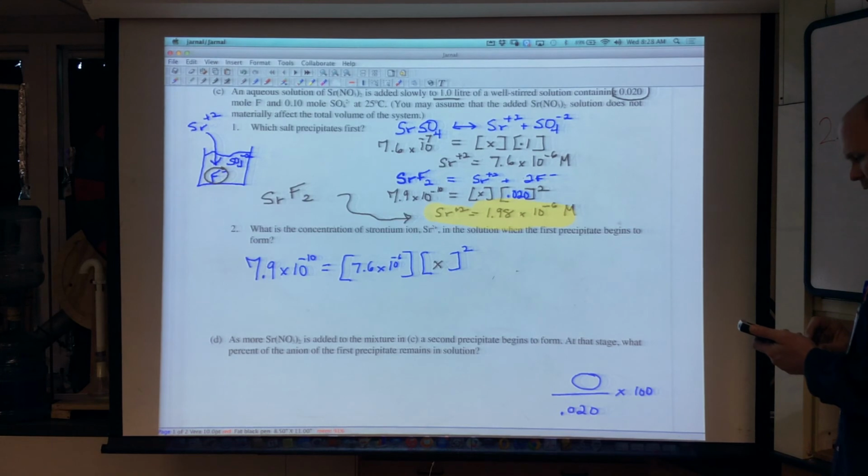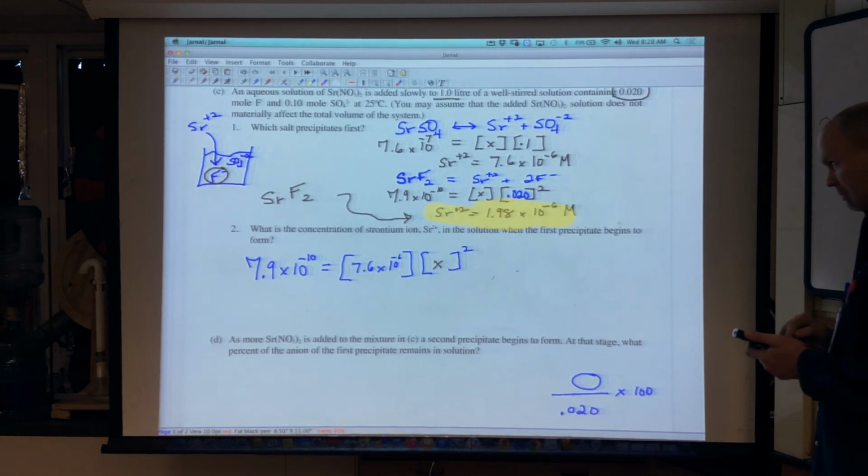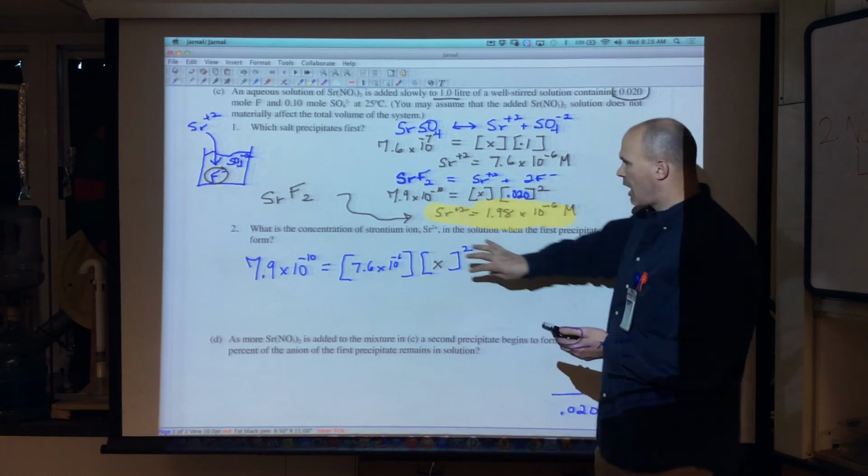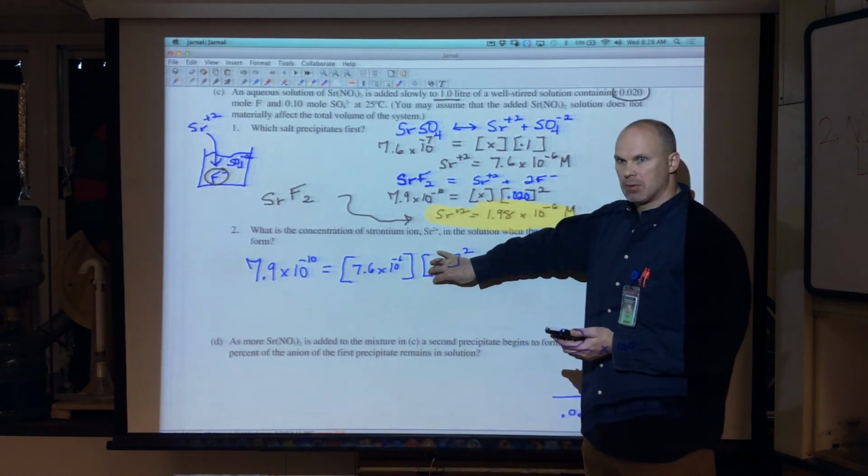And then take the square root of both sides. Would it be 2x or just x? Great question. I'm solving for this amount, okay?